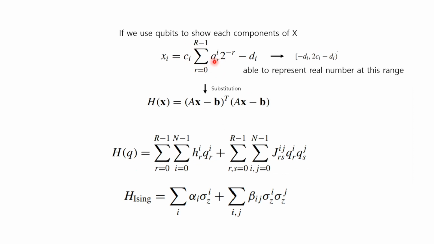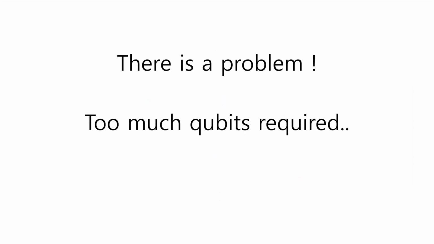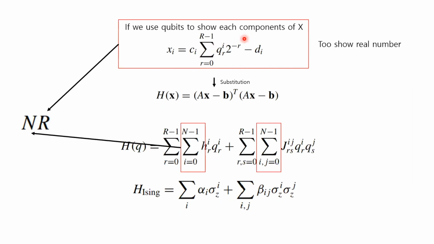Now we're going to substitute this into the equation that we want to optimize, and it is shown like here, which is very similar to the Ising model you have seen in the classes. And there is one problem, which is that it requires too many qubits. As you can see, to represent a real number, we need R qubits, and if we substitute here, we need n more. It requires nr qubits, which is too much.